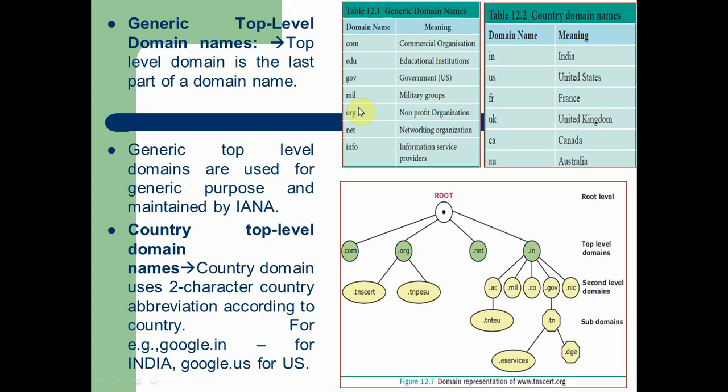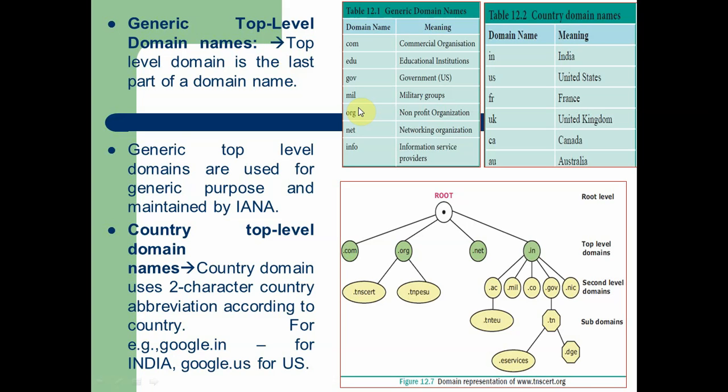Next one is the country level top level domain. Each and every country has its own organizations. It may be commercial, non-profit, or educational. All the different types of organizations exist in every country. For differentiating these organizations from country to country, we use the next top level domain, the country level domain. Each country has its own domain name. Like India is in, USA is us, FR refers to France, UK refers to the United Kingdom, and CA refers to Canada.